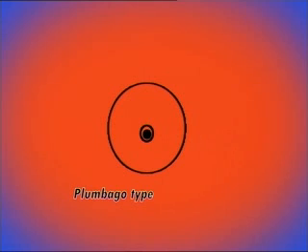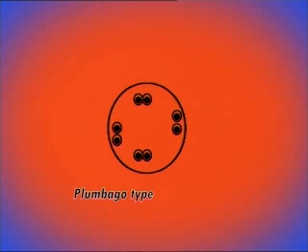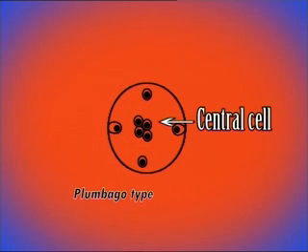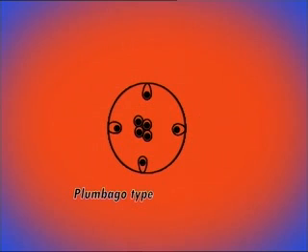Number 2 is Plumbago type. In this type also only one post-meiotic mitosis occurs. The mature embryo sac comprises an egg cell and a 4 nucleate central cell. The other 3 nuclei are cut off as peripheral cells.